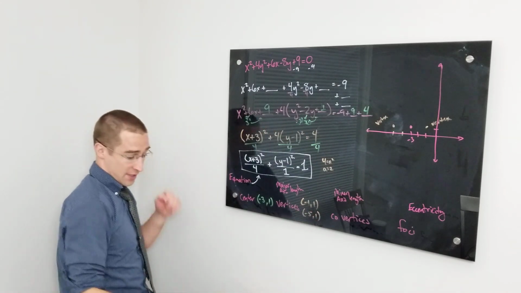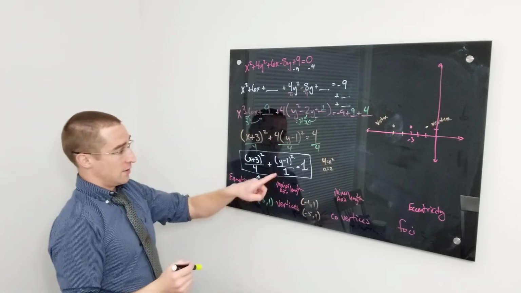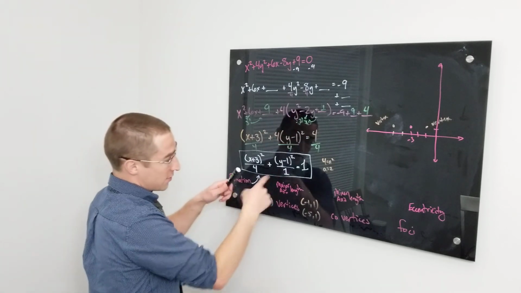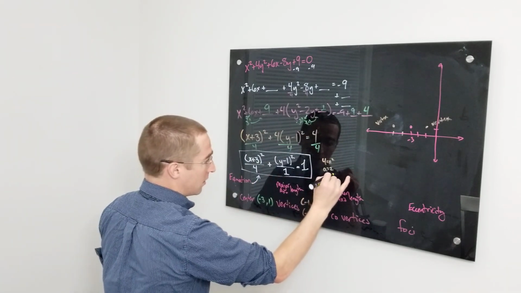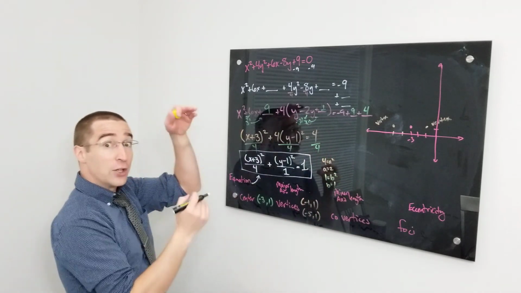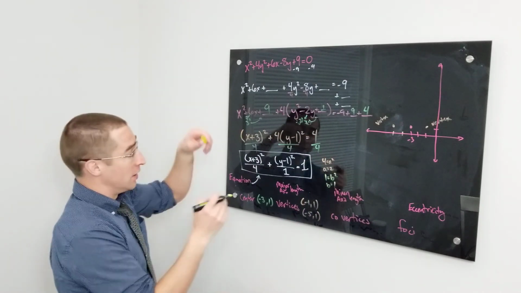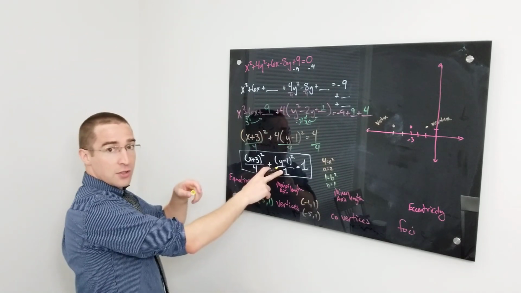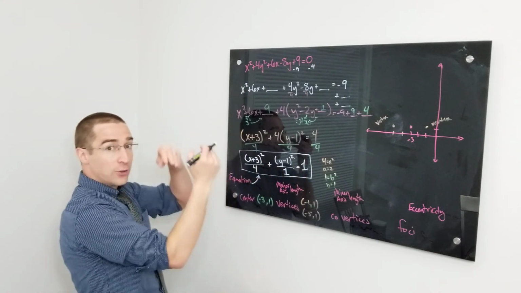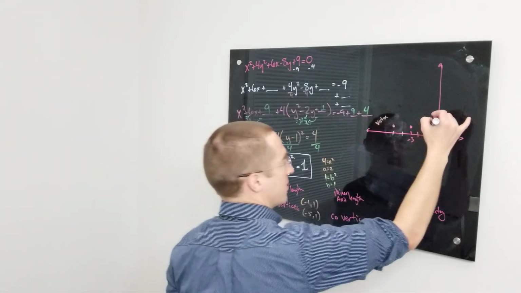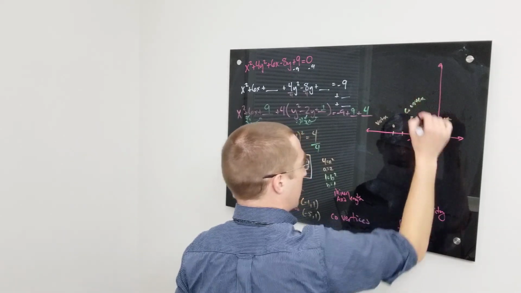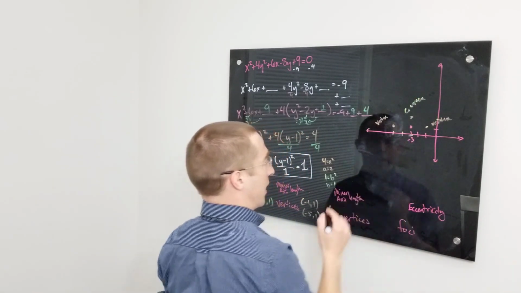Now for my co-vertices, the distance is b away. This 1 is b squared, so that means b equals 1. So I go 1 in the minor axis direction. In this case, it'll be vertical. Remember, if this was larger, then y would be your major axis. But because the 1 is smaller, the y direction, the vertical, is our minor axis. So I go up 1 to get a co-vertex, and I go down 1 to get another co-vertex.